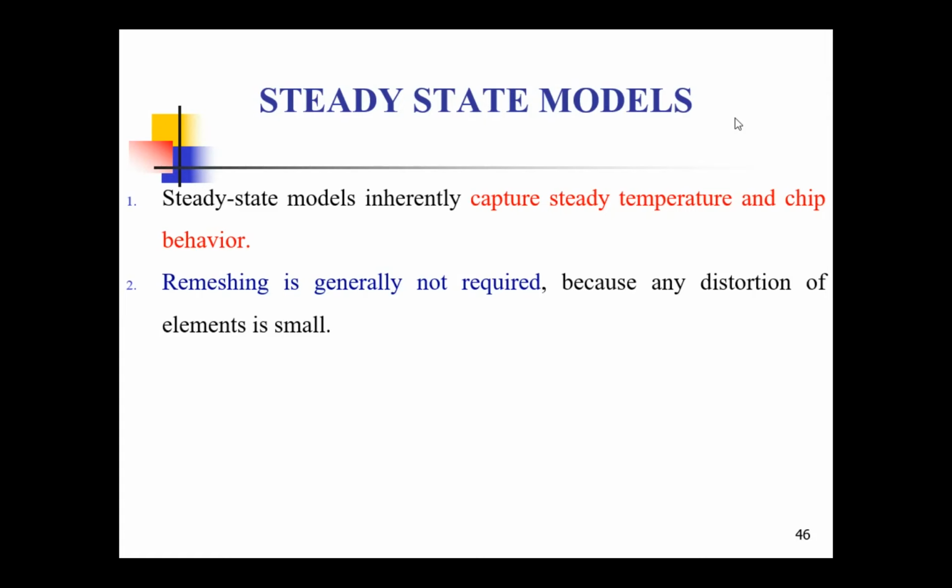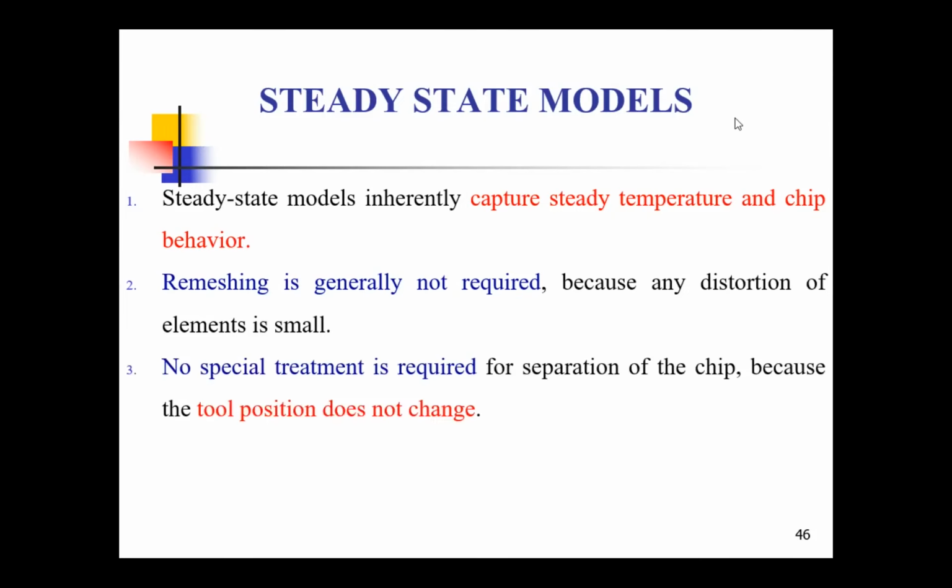So during the steady state, remeshing is not required. But in the case of a transient model, remeshing is required. For that only we are going with adaptive meshing. Once the steady state is reached, no remeshing is required because the distortions will be very, very less, so we are going to just ignore that. No special treatment is required because the position of the tool does not change.